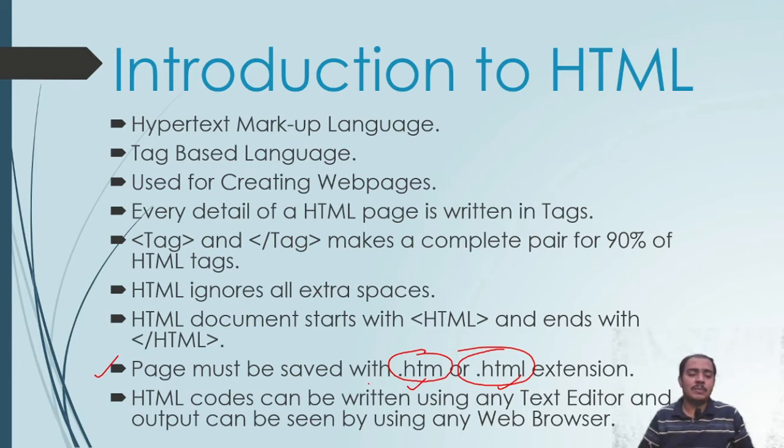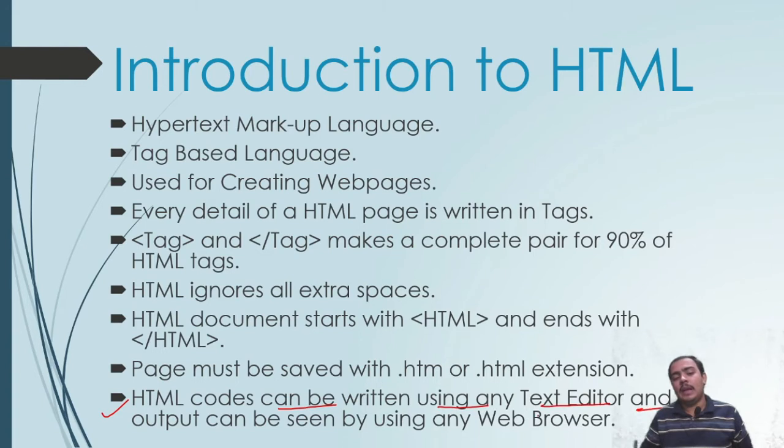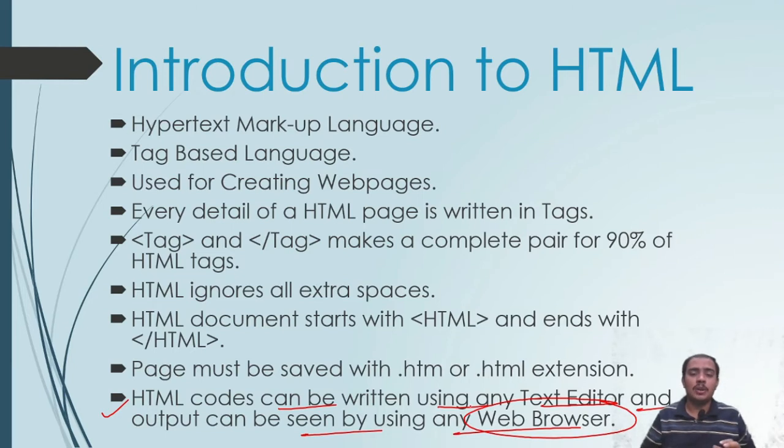Now let's discuss the applications that will be used with HTML. HTML code can be written using any text editor, and the output can be seen using any web browser. This simply means that for writing these programs, we can use any kind of text editing application, and for checking the output, we can use any kind of web browser program.